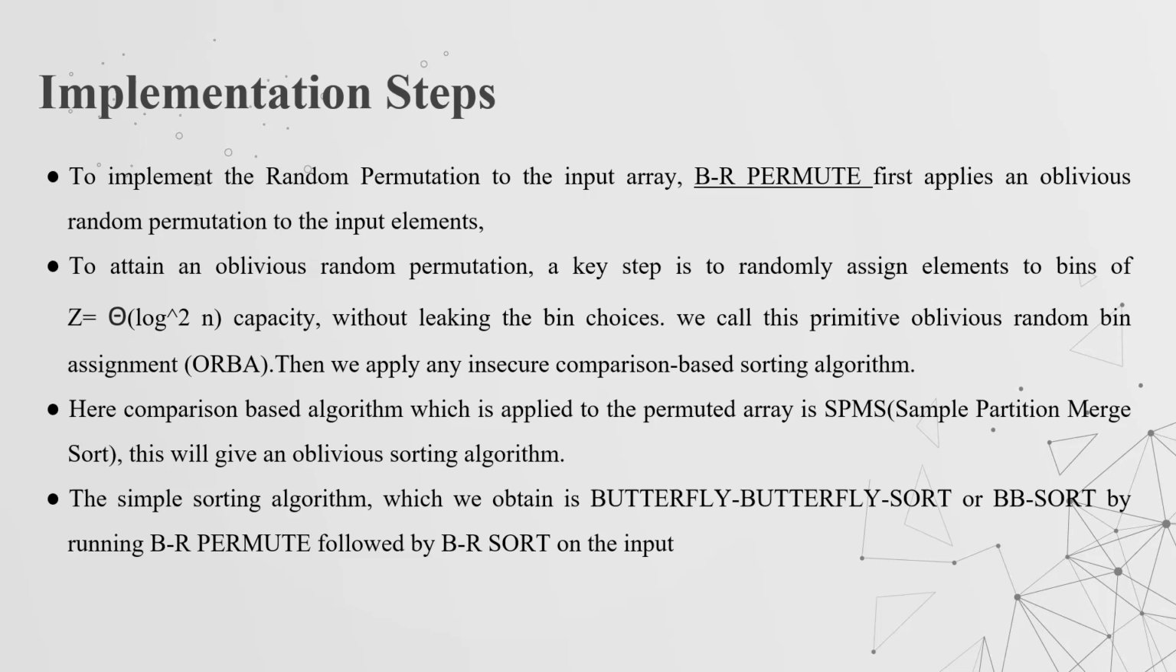They're not going much deeply into the AKS sorting network. So these are the main techniques, that is butterfly random permute and butterfly random sort, using which we get butterfly sort, which in short form we express as BV sort. So this is about the overall implementation of the butterfly sort algorithm.